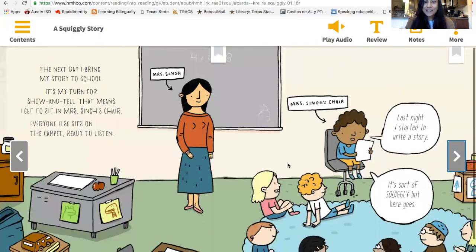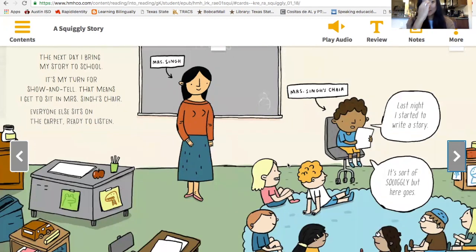The next day, I bring my story to school. It's my turn for show and tell. That means I get to sit in Mrs. Singh's chair. Everyone else sits on the carpet ready to listen. Last night, I started to write a story. It's sort of squiggly, but here it goes.